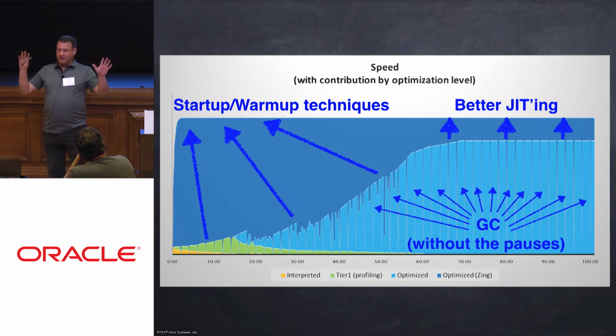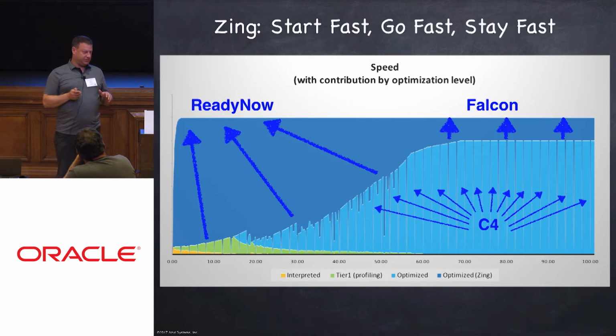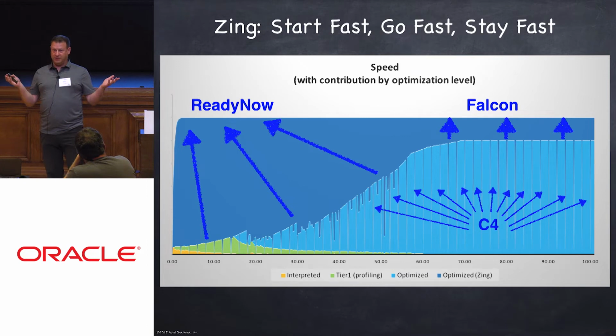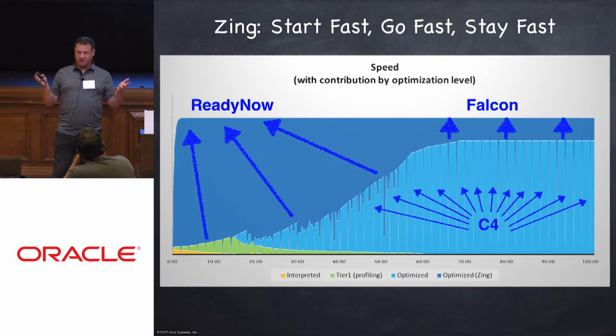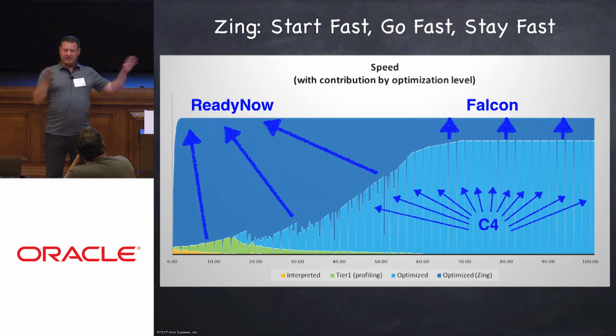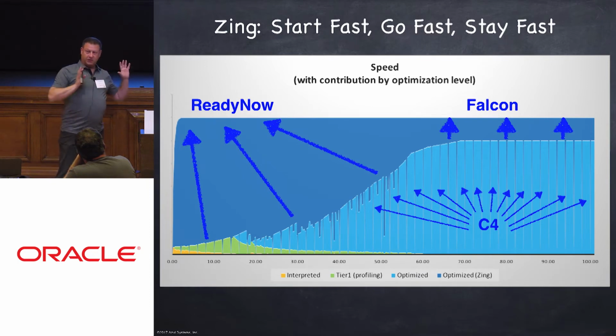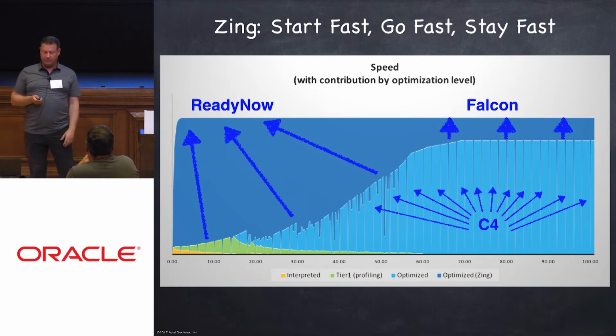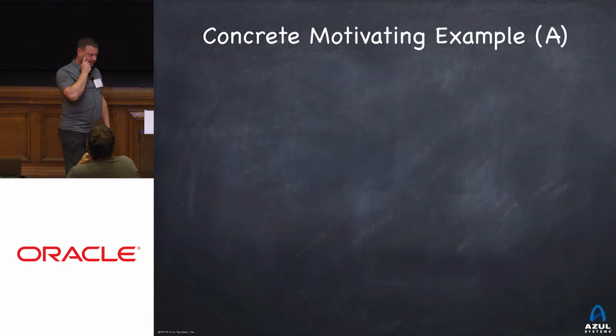Just a tiny little advertisement. When we think of it as Azul, we map our 3 features to that picture. We have a collector that takes out the spikes. We have a JIT compiler that keeps getting better at speed. And we have this ready now thing that's focused on the warm-up, startup, get that beginning thing going fast for the various motivations that there are.